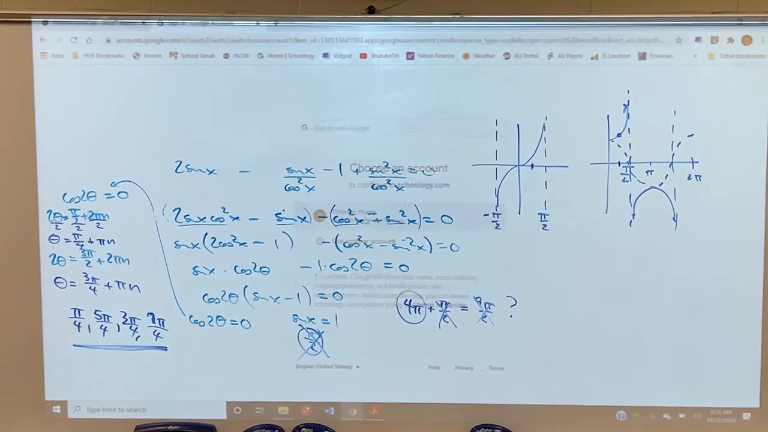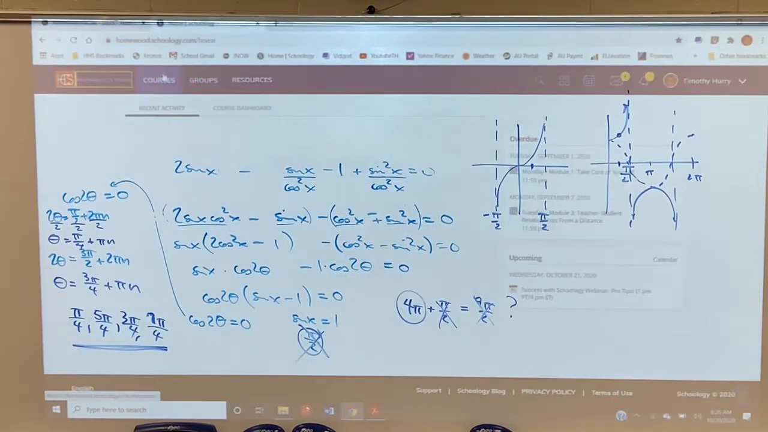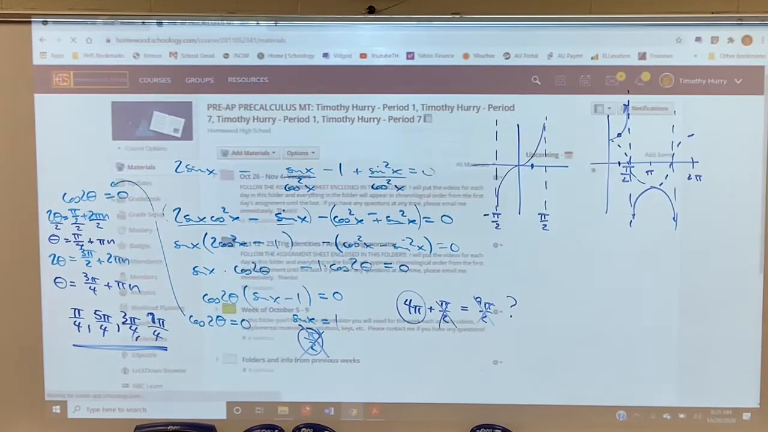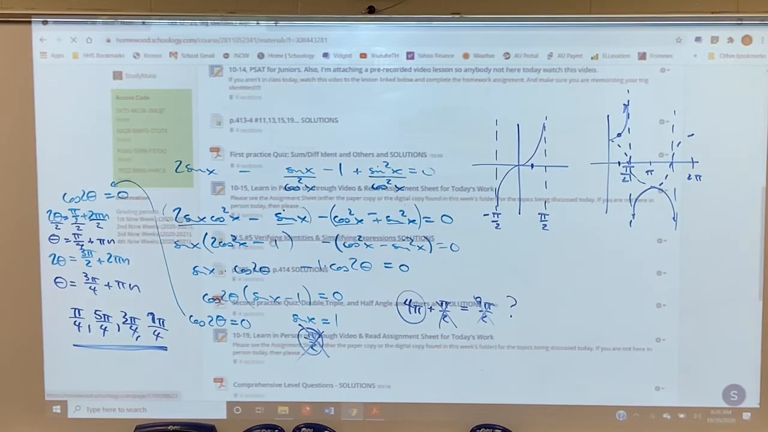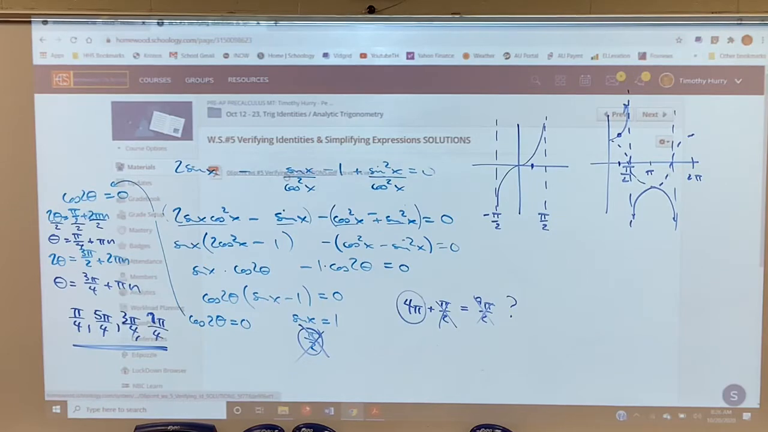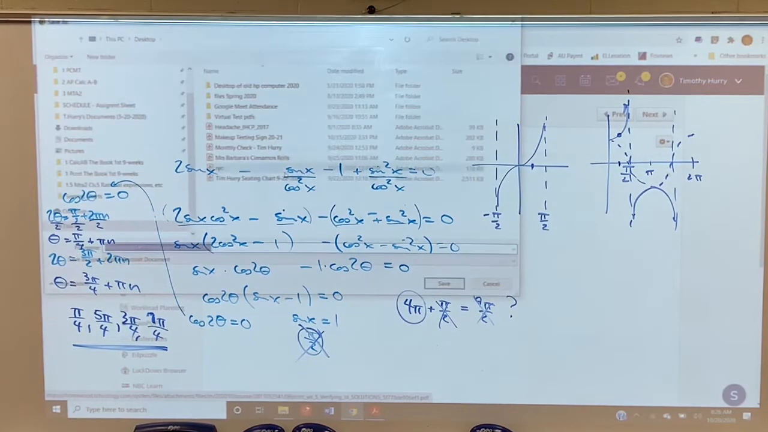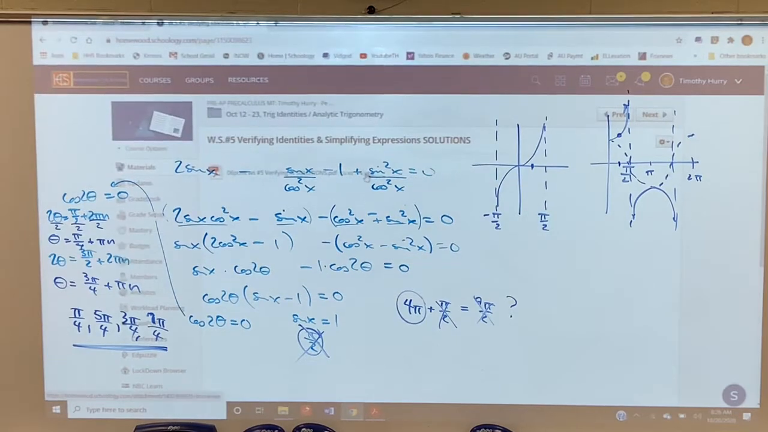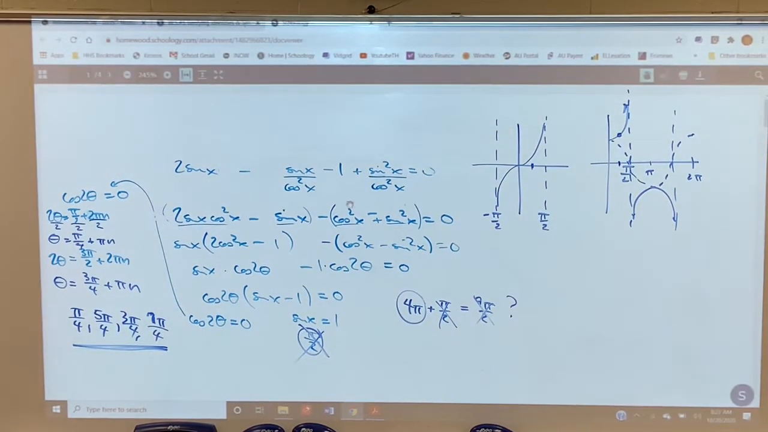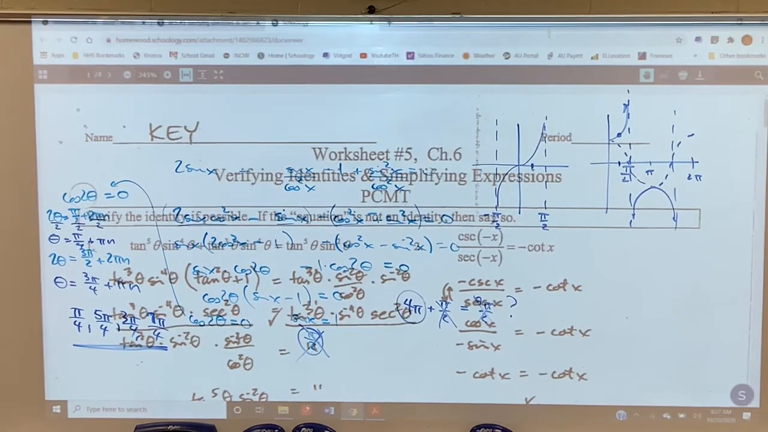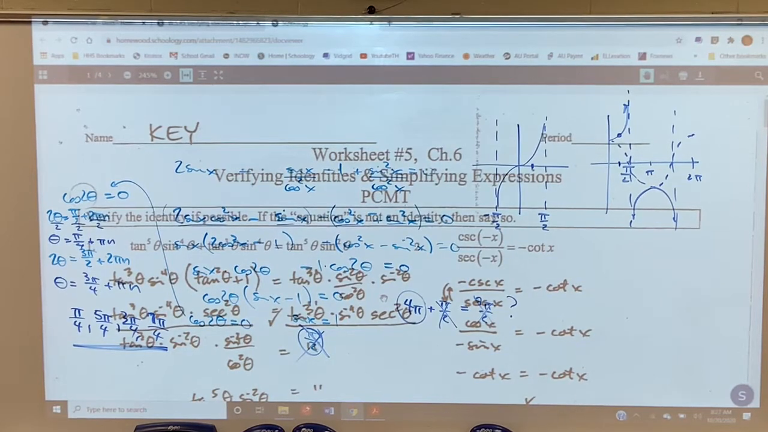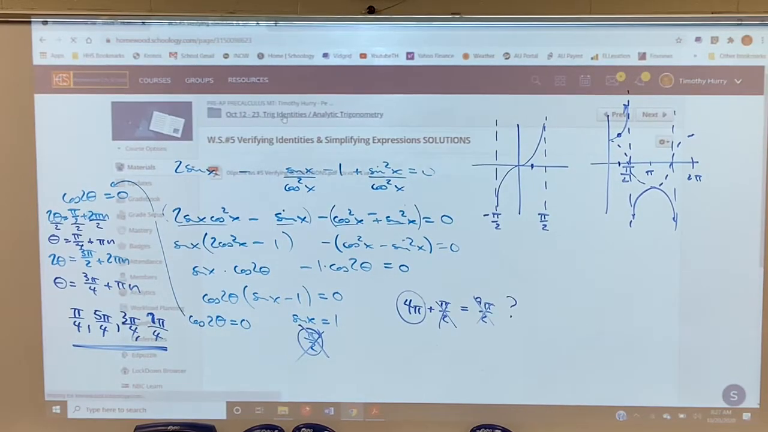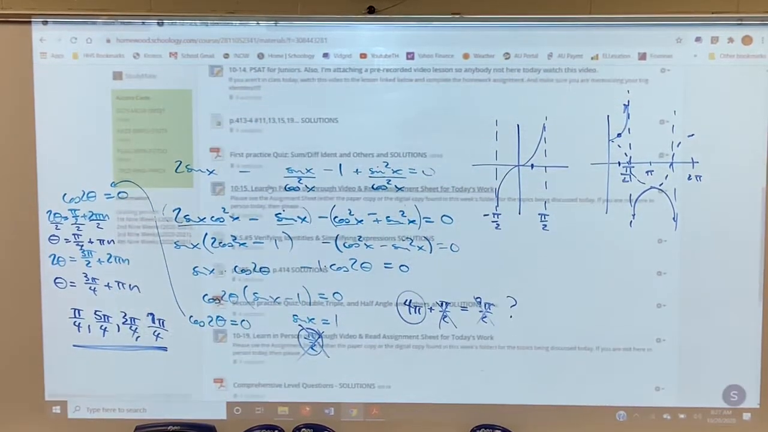So if I were to go to Schoology, it's probably much more clever too. What number is this? 17. Is that down there? Oh, sorry. There we go.